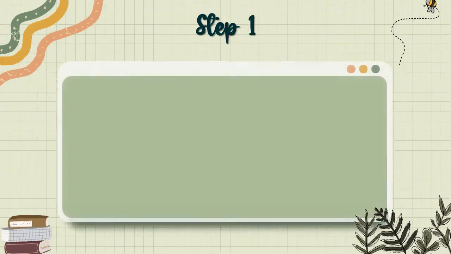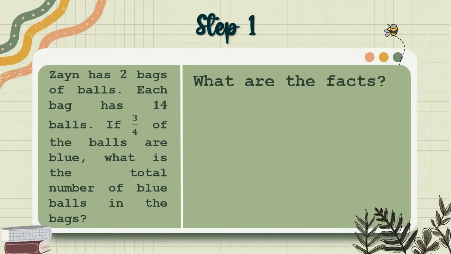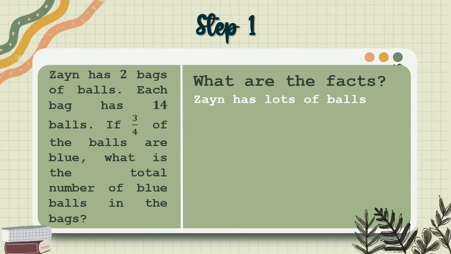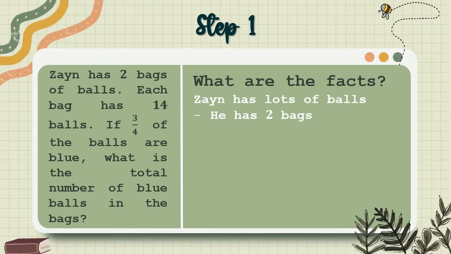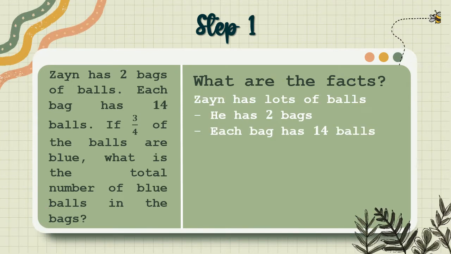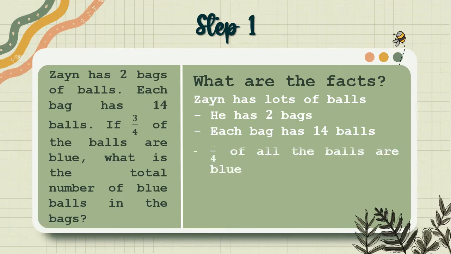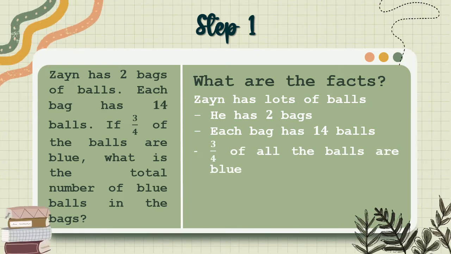Okay, now we have the second problem. So, what are the facts? Zen has a lot of balls. He also has 2 bags. Specifically, each bag has 14 balls. 3 quarters of all the balls are blue. So, we have some different facts here.